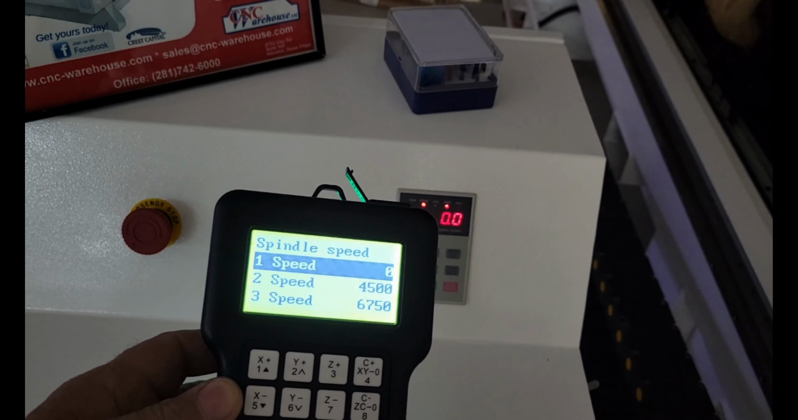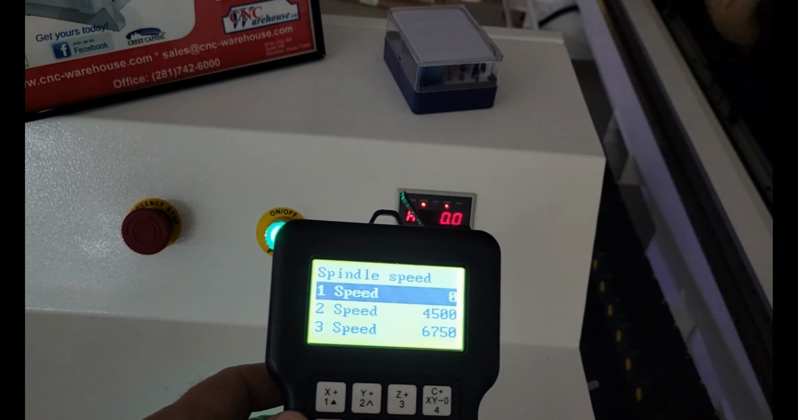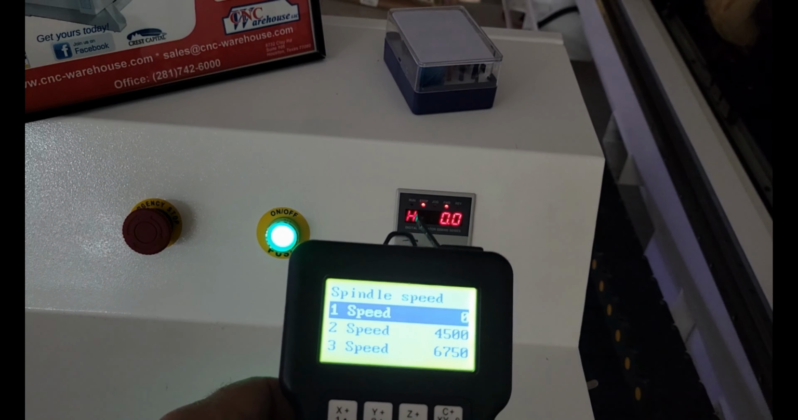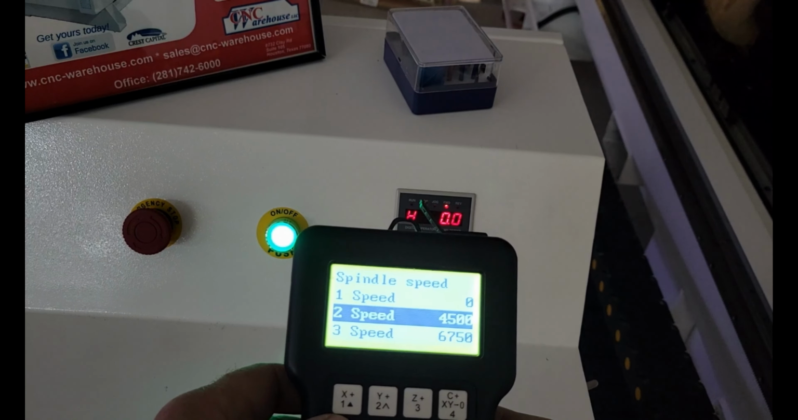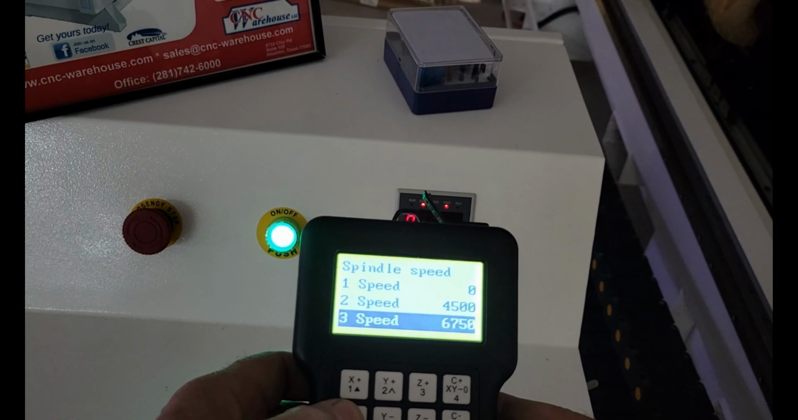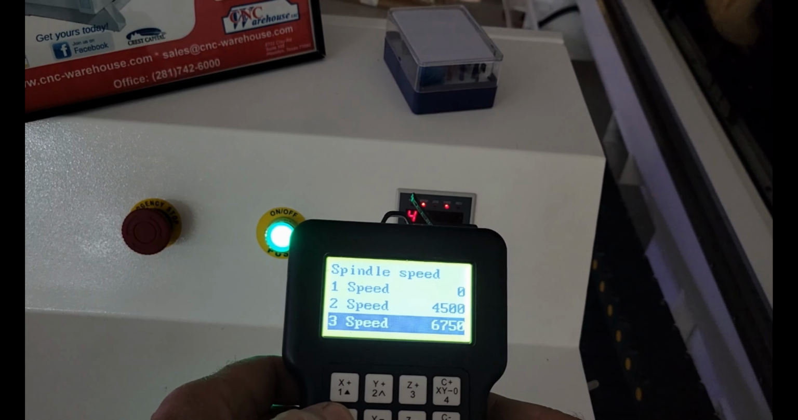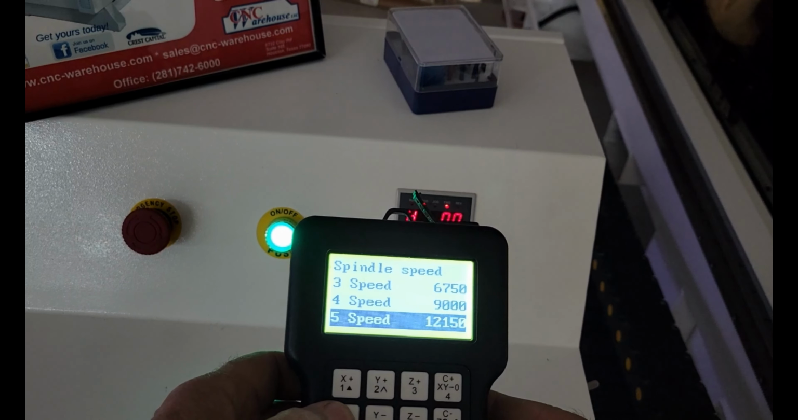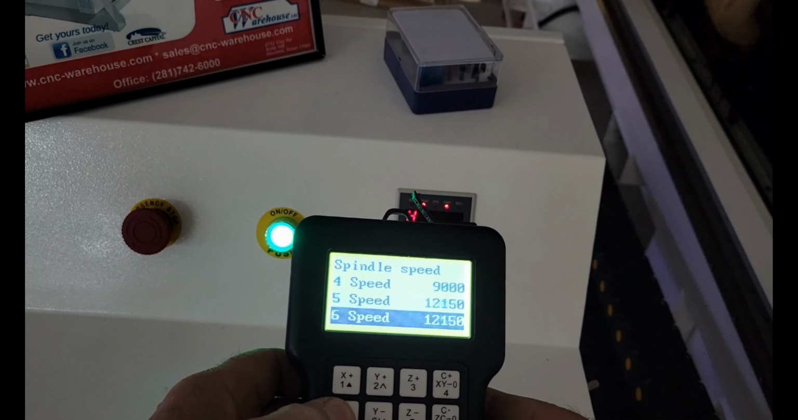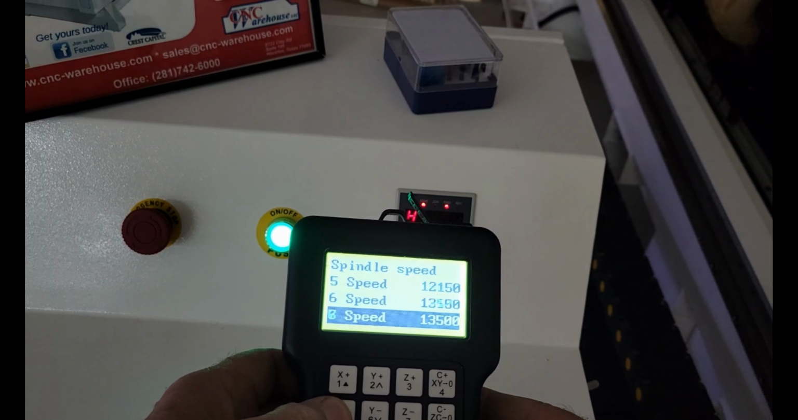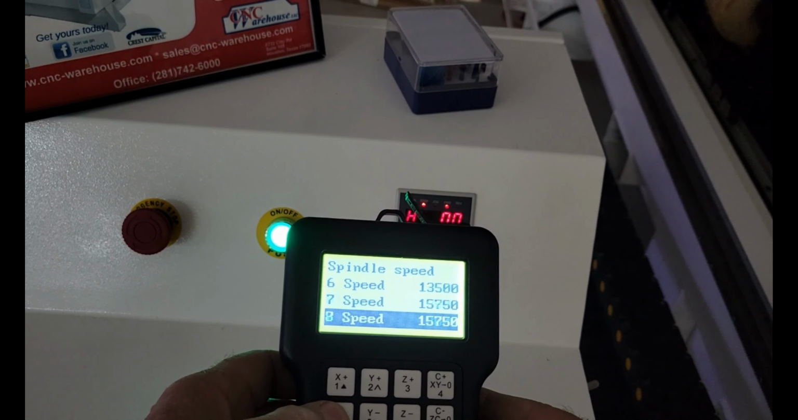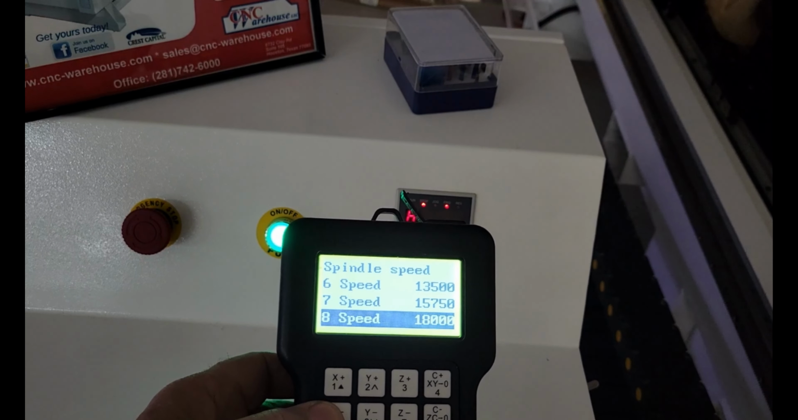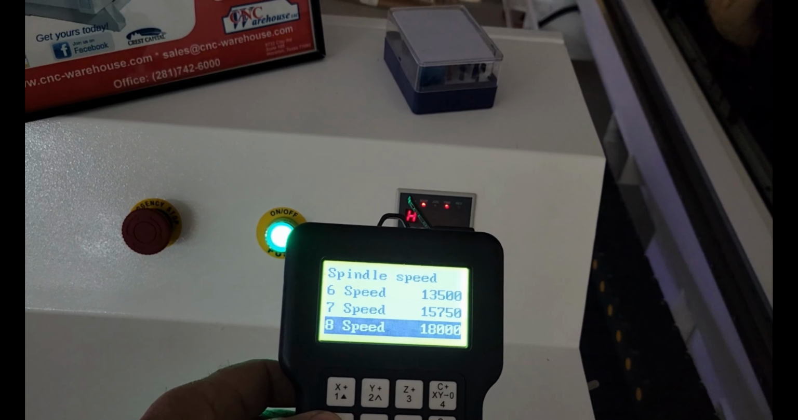And you can see that what we have is the first gear, they call them, is set at 0. The second is 4500, third is 6750, and these are RPM settings. Speed is 9000, 12150, 13500, 15750, and 18,000. And 18,000 is the max RPM for this particular spindle.